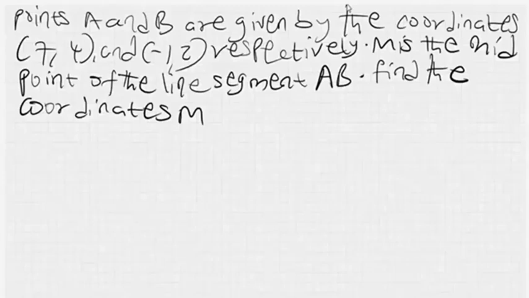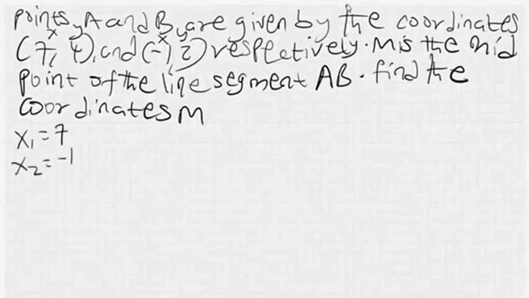To get the midpoint, the coordinates of M, what we're going to do is add the points of X and divide by 2, and also add the points of Y and divide by 2. As usual, these are X, these are Y, these are X, these are Y. Here our x1 is 7, our x2 is -1, our y1 is 4, our y2 is 2. So the midpoint of x is going to be the sum of the points of x divided by 2.